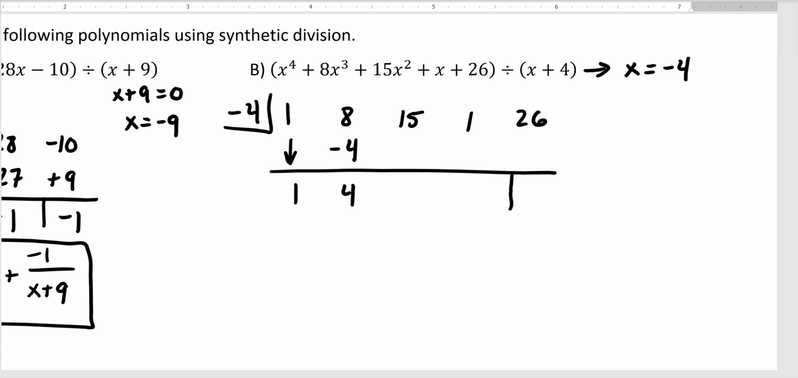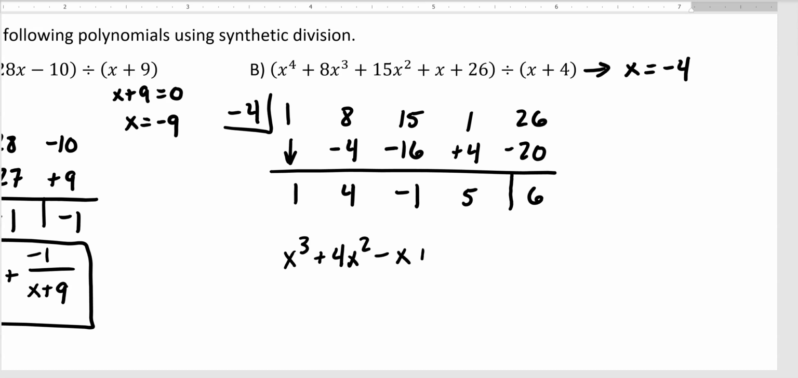-4 times 4 is -16. 15 minus 16 is -1. -4 times -1 is positive 4. 1 plus 4 is 5. -4 times 5 is -20. 26 minus 20 is 6. So 1 degree less would mean x to the third plus 4x squared minus x plus 5 plus 6 over x plus 4.